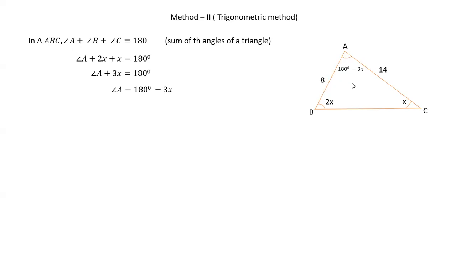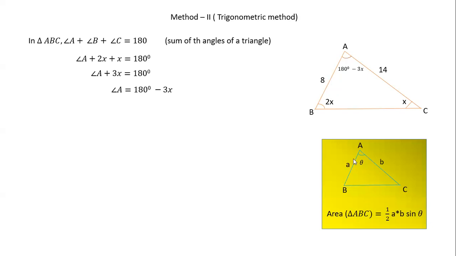Now see here, this is a concept. Area of a triangle is given by A into B into the sine of the angle between them. That means the angle should be between the sides, the angle should be included between the sides under consideration. So the area of a triangle is half into A into B into sine of the angle, where the angle is included between the sides under consideration.